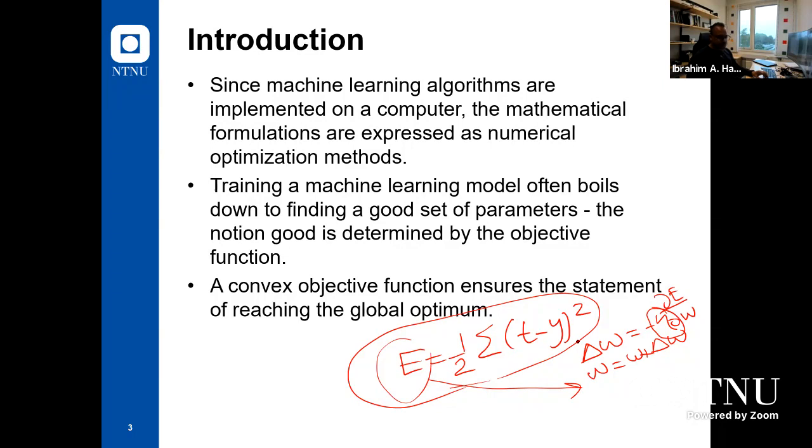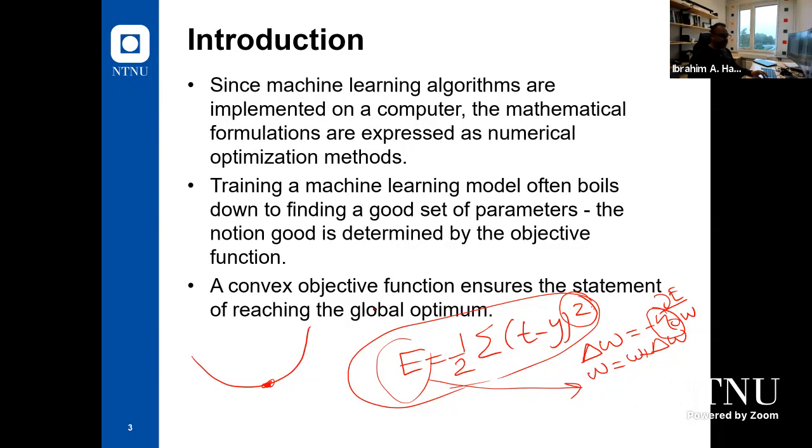Convex objective function ensures the statement of reaching the global optimum. I mean, this one must be squared, right? In fact, we don't need to square it, but we just square it to be convex, right? When it's convex, it will look like this one, which means we need to reach this value. We have a guarantee that we will reach this global minimum at some point after some iterations.